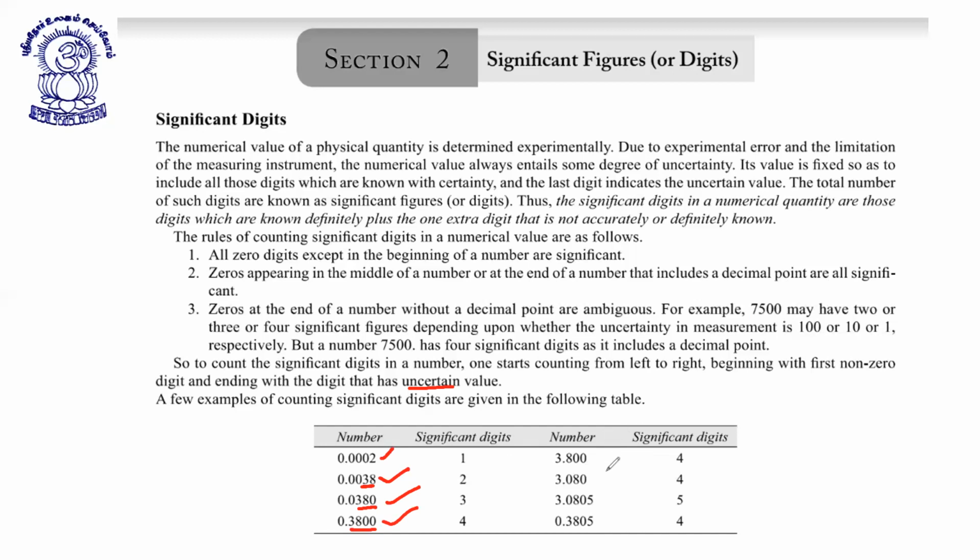Next, coming to the next example, 3.800 has 4 significant figures because a decimal is included. If 3800 is there, it has only 2 significant figures. It is not shown in the table; I'm just giving an example. Next, 3.080 has 4 significant figures because these zeros are significant. Next, 3.0805 has 5 significant figures, as all the digits are included. Similarly, 0.3805: the 0 before the decimal is not significant, so we say the significant figures are 4. In this way, we write the number of significant figures. Now I'm moving to the next slide.